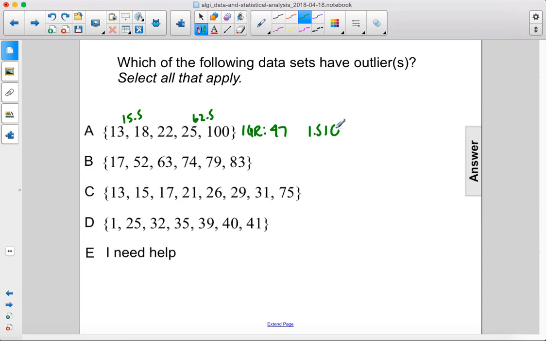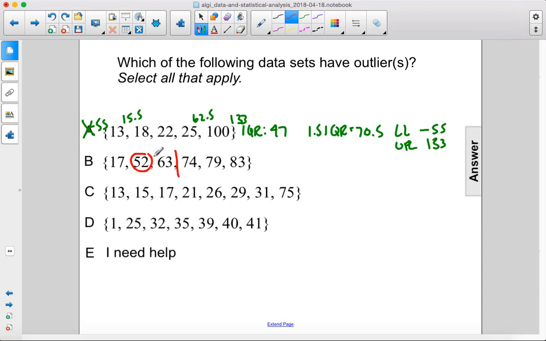1.5 IQR equals 70.5. And so the lower limit is negative 55, so way over here. So there's no lower outlier here. And the upper limit equals 133, which is way over here. So there are no outliers here. So not A.